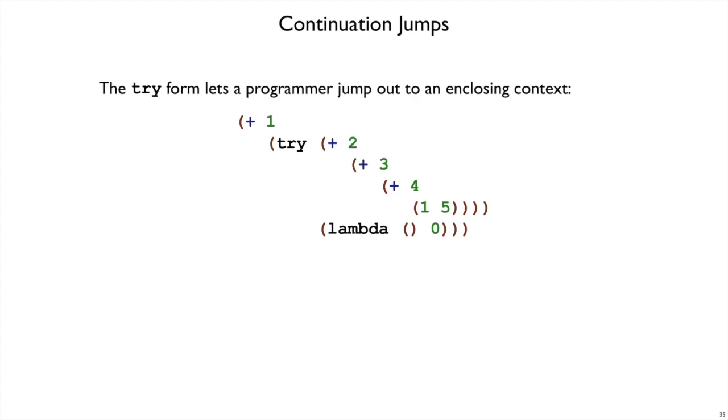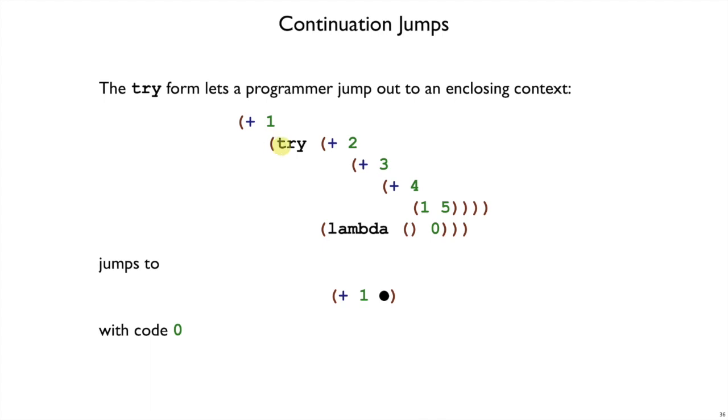The try form in Plait lets us catch and handle exceptions, but indirectly it also provides the ability to jump from a nested expression to an enclosing context. For example, in this program we've intentionally applied 1 to 5 to trigger an expression that jumps out of the 2, 3, 4 addition and just returns 0 in place of the try.